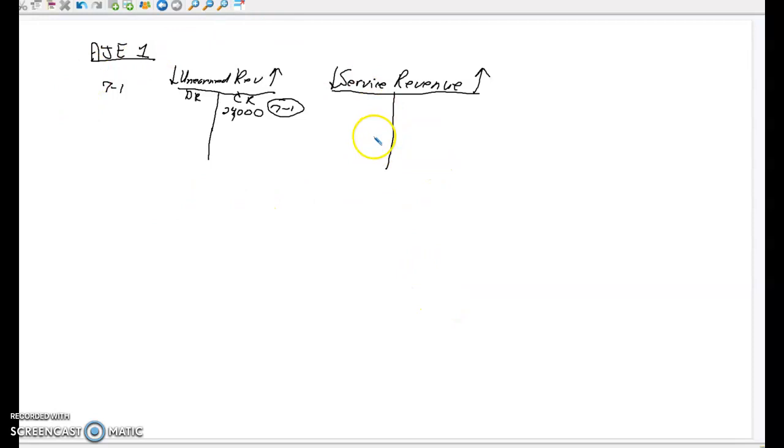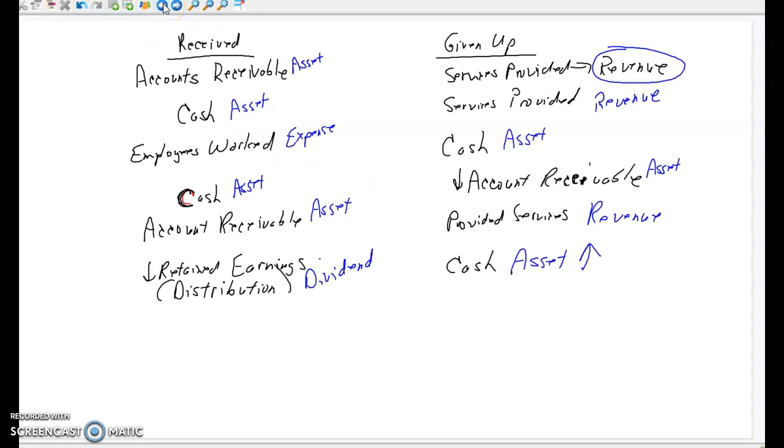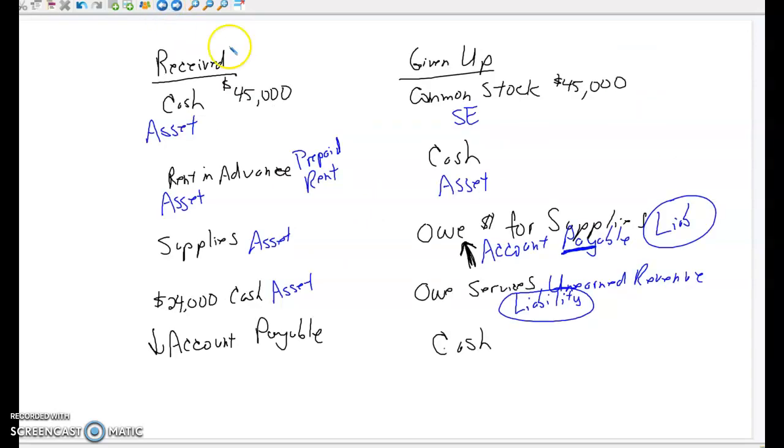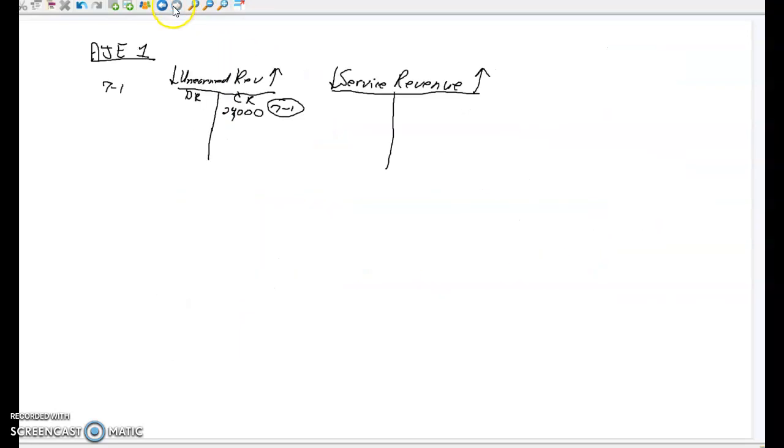I went ahead and set this up. This is our first AJE, adjusting journal entry. The original entry, right, cash came in and we recorded it as unearned revenue. Let's see, right here. We said cash was received, we owed services, which was a liability. So we debited cash and credited unearned revenue. So that was the original journal entry.